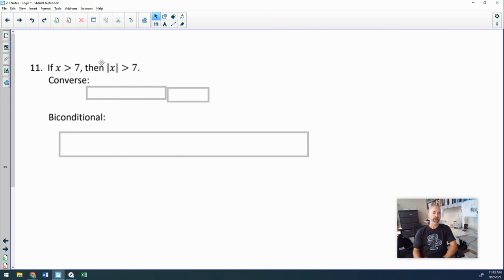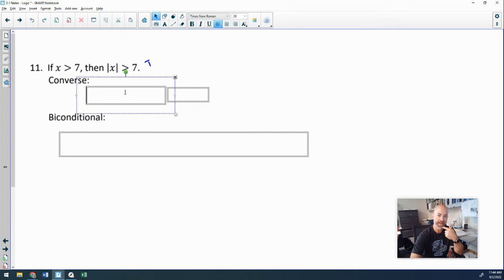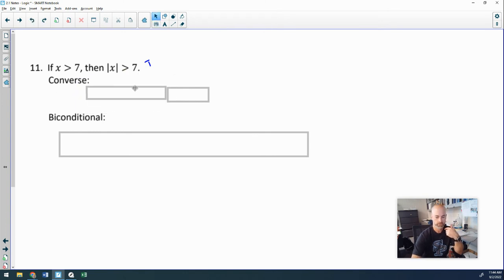Getting towards the end here. So if x is greater than 7, then absolute x is greater than 7, and that is a true statement. If you have any number greater than 7, then the absolute value of that number would also be greater than 7. So that's true, which they said in the directions that would be true. The converse is you flip the order. If absolute x is greater than 7, then x is greater than 7.